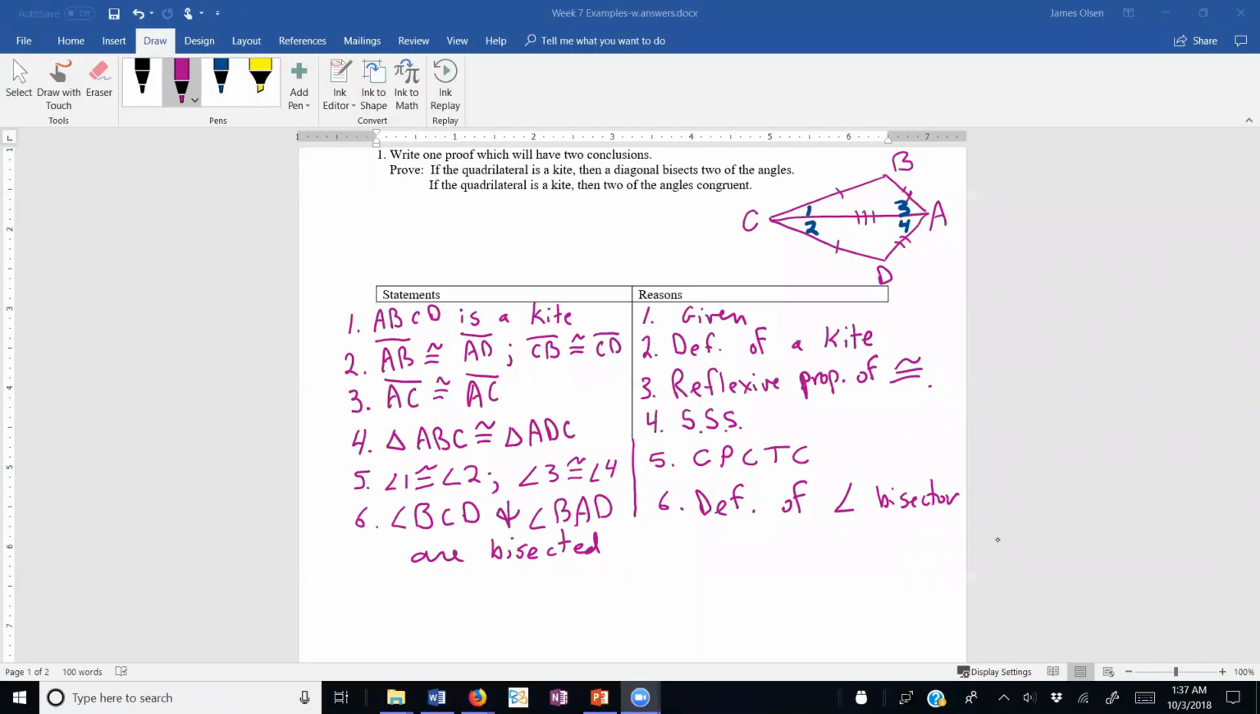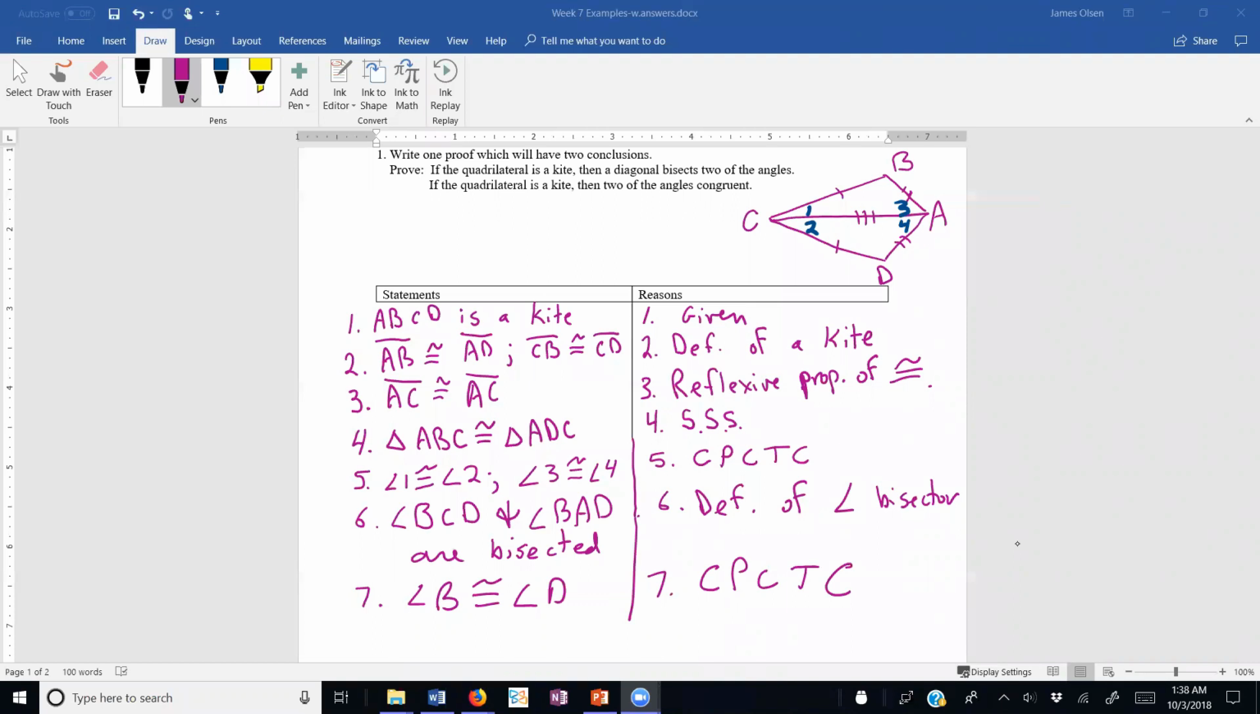Angle BCD and angle BAD are bisected. This is the definition of angle bisector using statement 5. So I have now proved the first thing I'm supposed to prove. But angle B is also congruent to angle D because corresponding parts of congruent triangles are congruent. So that's going to be our final step 7. Angle B is congruent to angle D by CPCTC, and this is the second thing that we're trying to prove.